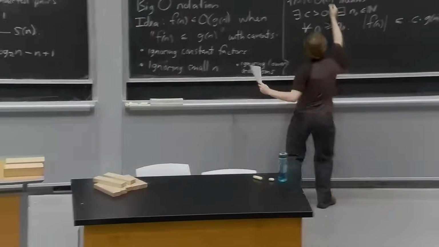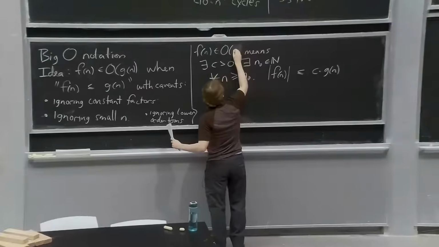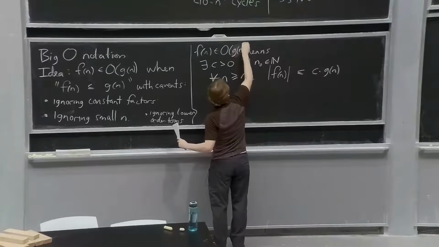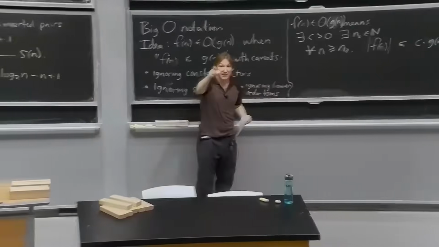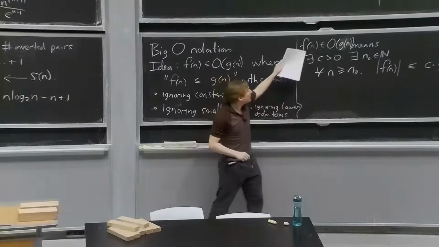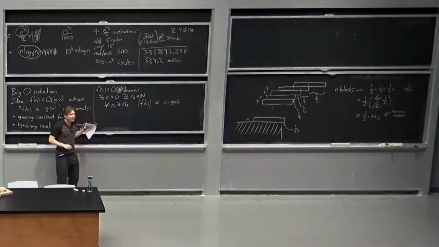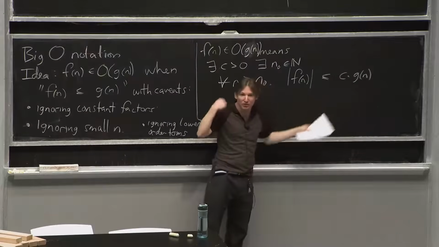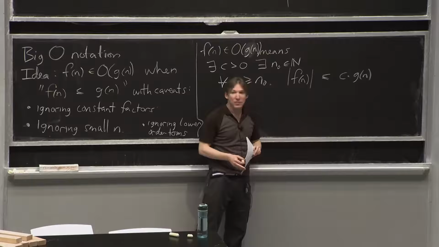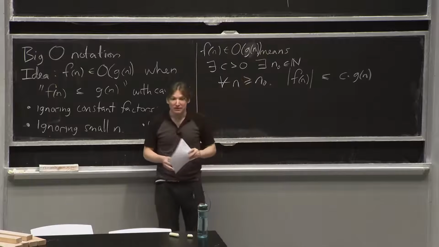Oh, gosh, yes, thank you. g of n. Not the line I wanted to mess up today. Thank you so much. Yes, f of n is in big O of g of n means roughly that g is bigger if you're allowed to scale it by a constant and throw away small values. All right?